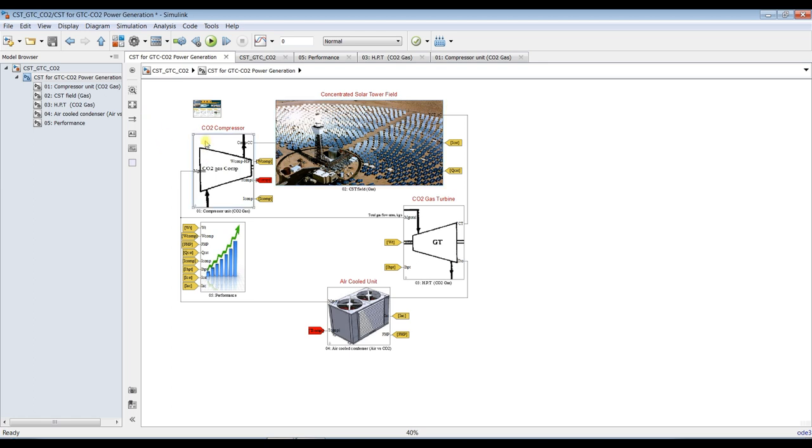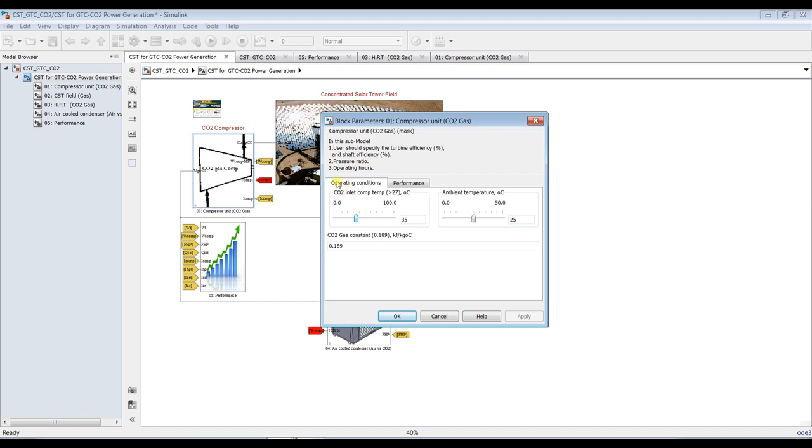For the compressor, suppose for CO2 we are not allowed to go below 27, so I am going for 30 degrees Celsius, and ambient temperature the same for all, 25. Then the specific gas constant for CO2, and performance. It's the compressor efficiency, suppose it's 70. Shaft mechanical efficiency is 90 or 85, and pressure ratio I'm going for 2. Hit apply. That's enough for compressors.